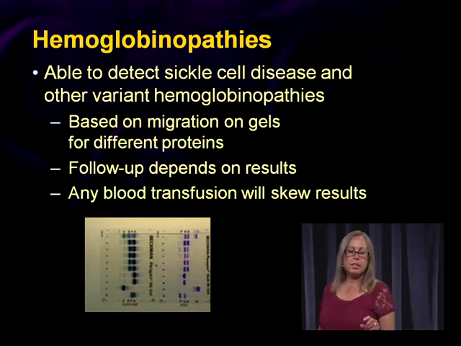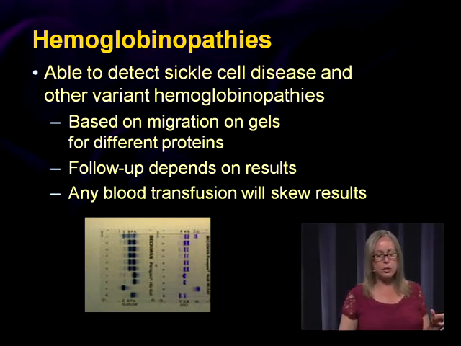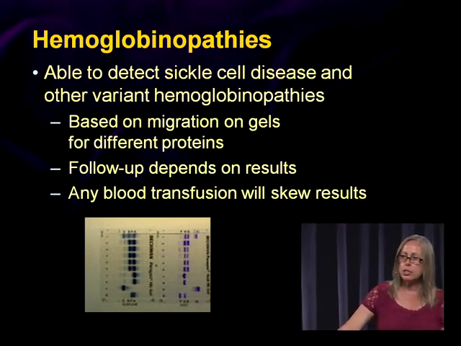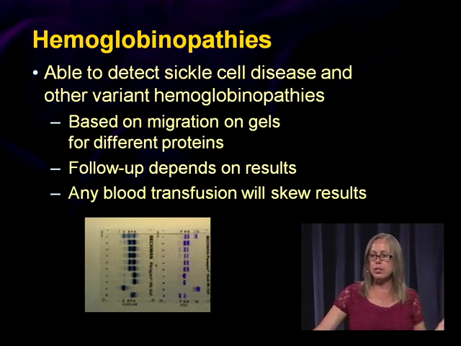Hemoglobinopathies, you're able to detect sickle cell variants and other variant hemoglobins on newborn screening. And it's based on the migration in gels for different proteins. And the follow-up depends on the different types of results that you get. And again, any blood transfusion is going to skew your results.